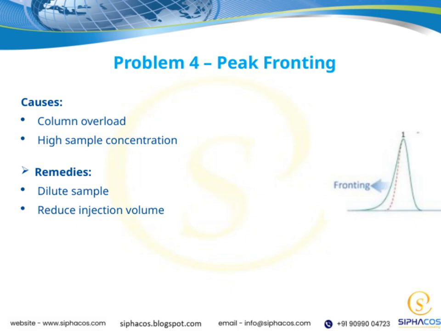Now, to remedy this, we want to make some adjustments. First, diluting the sample is an effective way to reduce the amount of analyte being injected, helping to prevent overload. Second, reducing the injection volume also helps because less sample is introduced into the system at one time. By implementing these strategies, diluting your sample and decreasing your injection volume, you can improve peak shape and get more accurate, reliable results. Remember, these adjustments are essential for maintaining the integrity of your chromatography and ensuring your data is trustworthy.